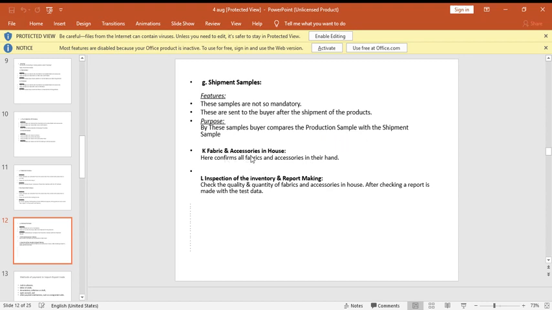Next one, fabric and accessories in house. Here it confirms all fabrics and accessories are in hand. Next, inspection of the inventory and report making. Check the quality and quantities of the fabric and accessories in house. After checking, a report is made with the tested data.